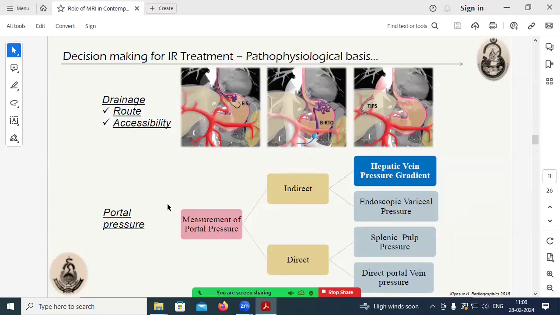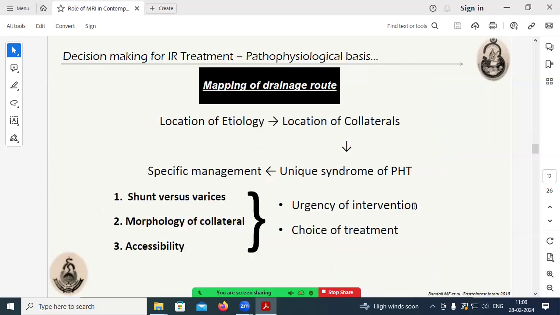And the second thing is that the gold standard even today for evaluating the portal pressure is the hepatic venous pressure gradient. Although other things are also there, HVPG monitoring should be done. And in advanced, high volume centers, all treatment, even the endoscopic treatment and the medical management, should ideally be based on HVPG measurement. Although we'll see that there are certain non-invasive techniques also which are coming. And the mapping of the drainage route in turn decides the urgency of intervention and the choice of treatment. Because by this, we will get an idea of what the collaterals are, where they are located, how we can reach them, and what approaches we can use.